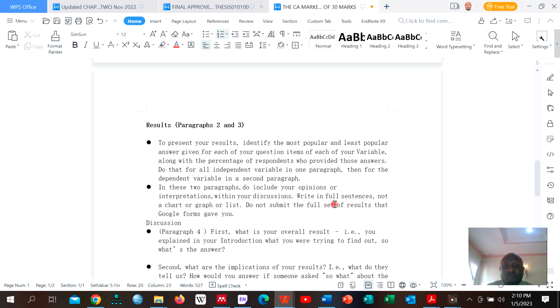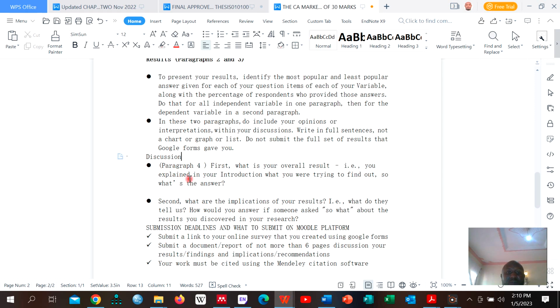You should write full sentences. You should put graphs, you should put charts. Then you submit. I said, do not submit the full set of results that Google Form gives you. I've already said that because you'll have too much data. Just take one or two, three, four questions and write about that.